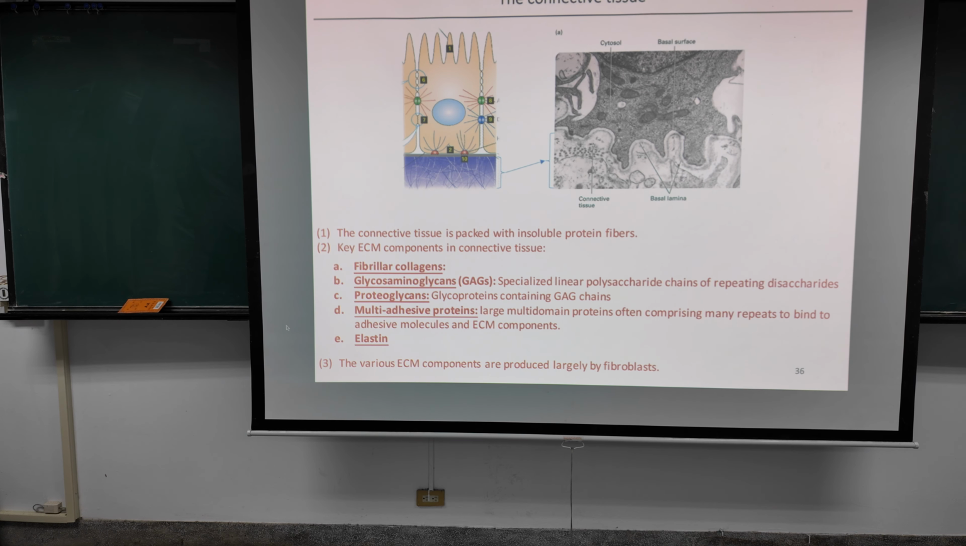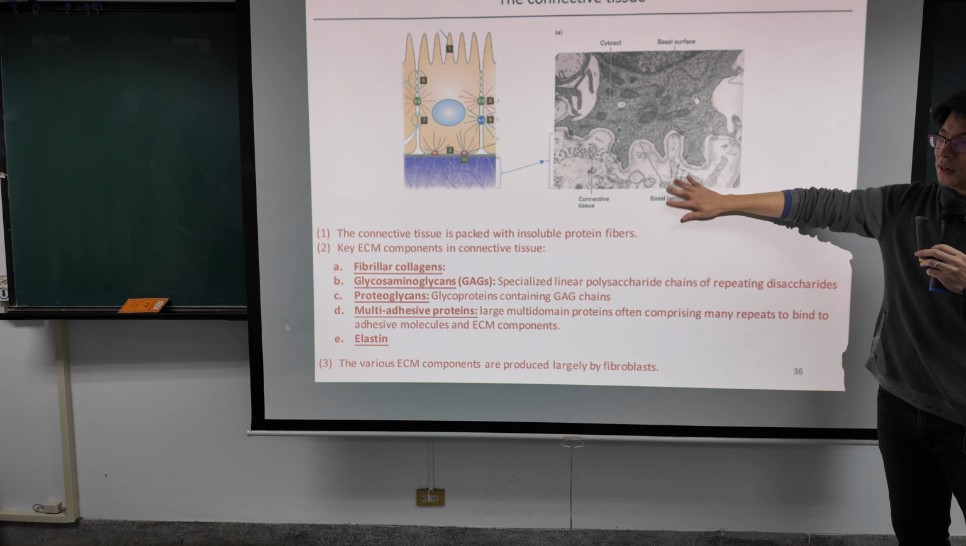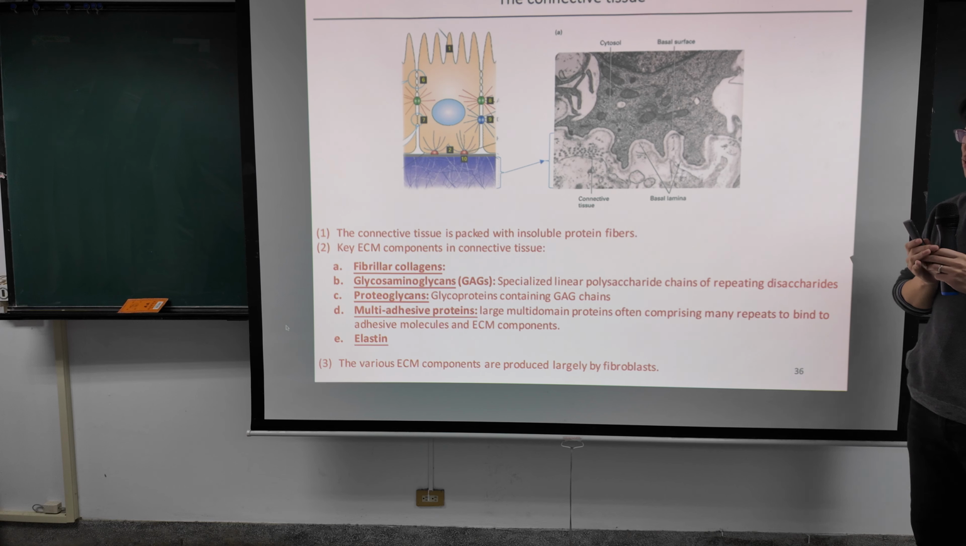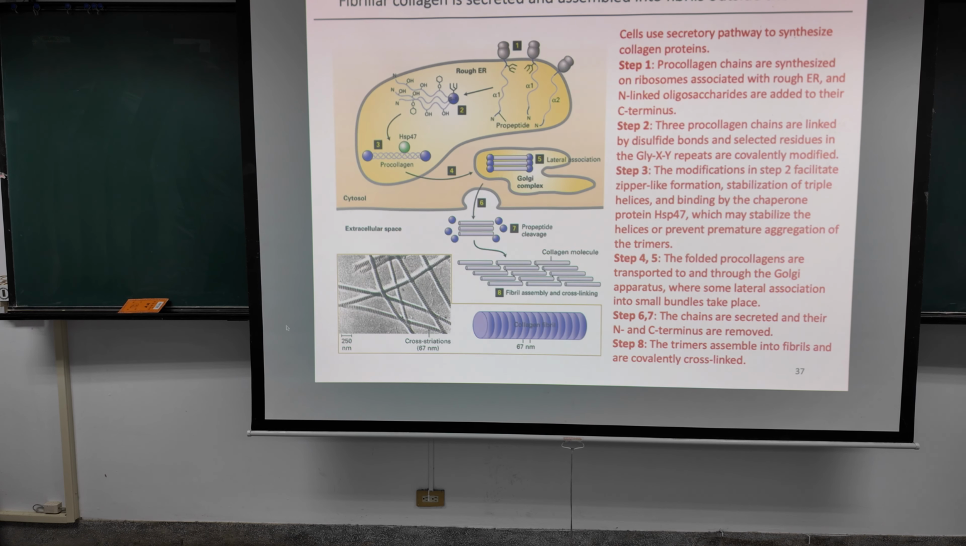Okay, so those ECM components are mainly produced by the fibroblasts. Okay, there are a few fibroblasts inside here. They are actually fibroblasts right here, not here. Okay, fibroblasts here will generate a lot of those components, and gradually form a big connective tissue.